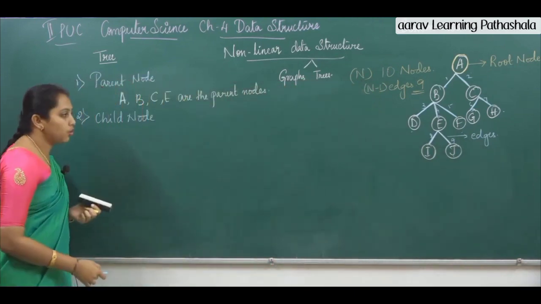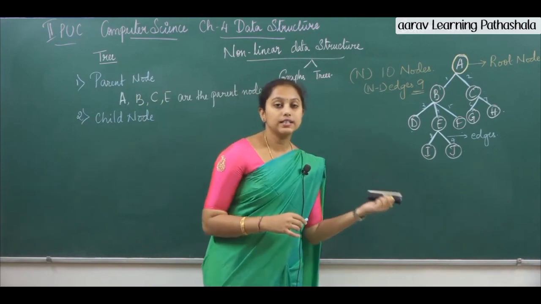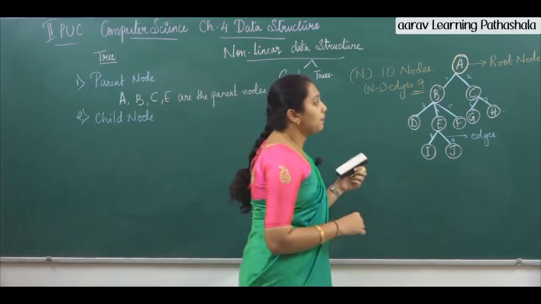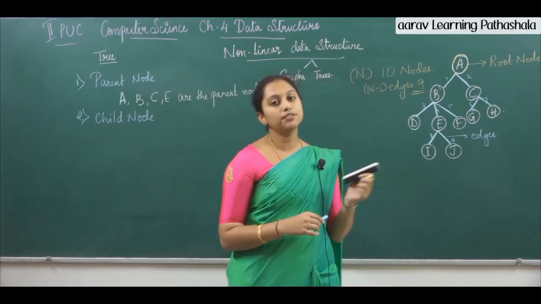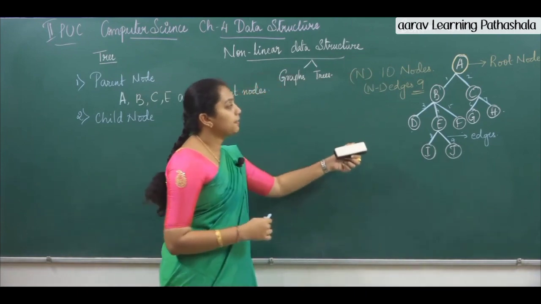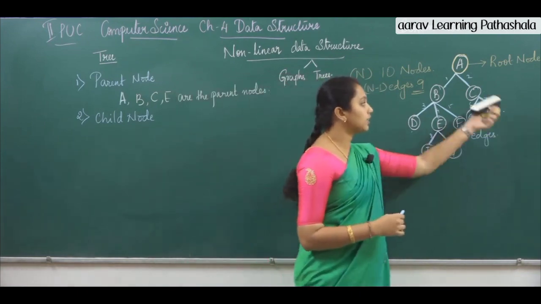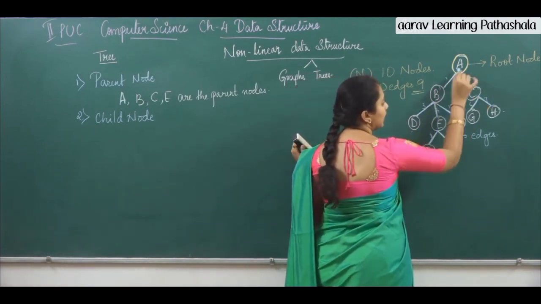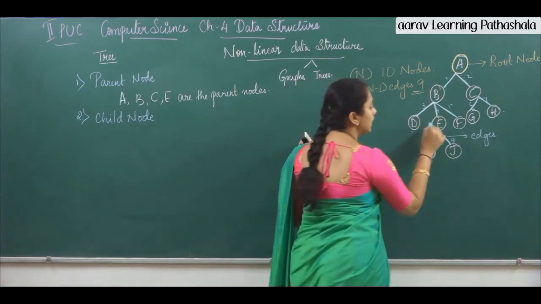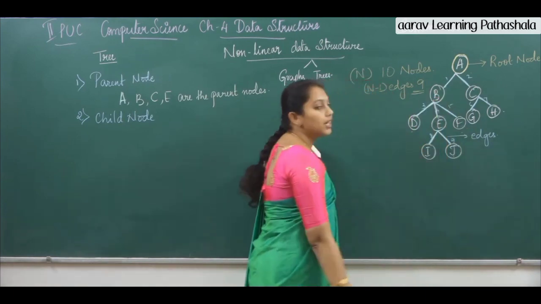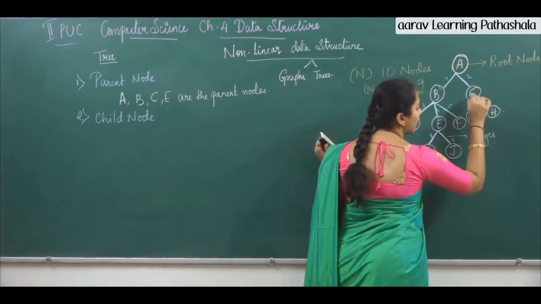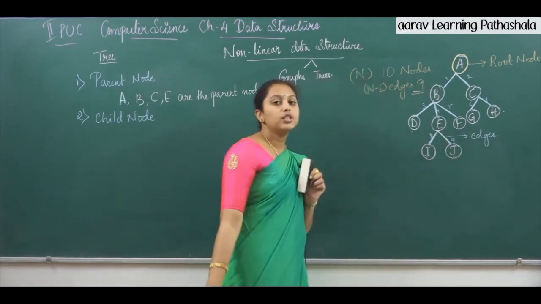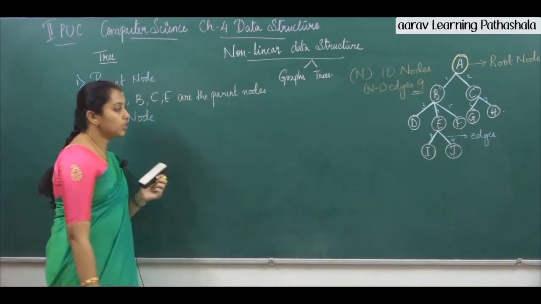So what is a child node? The node which is a descendant of any node is called a child node. In a tree, the parent node can have any number of child nodes. In a tree, except the root node, all the nodes are child nodes. Why? Because B and C are the children of node A, D, E, F are the child nodes of B, G and H are child nodes of C, and I and J are the child nodes of node E.